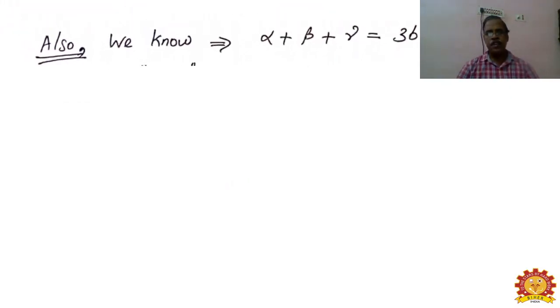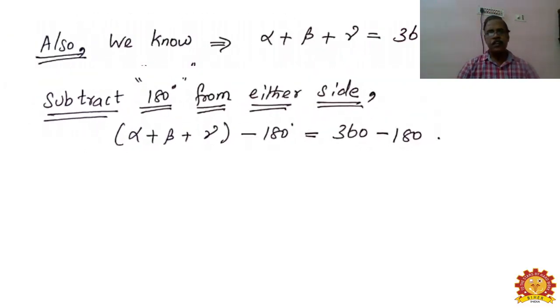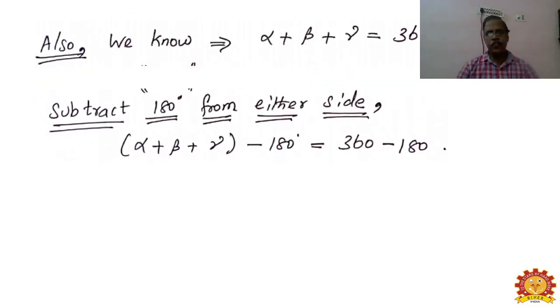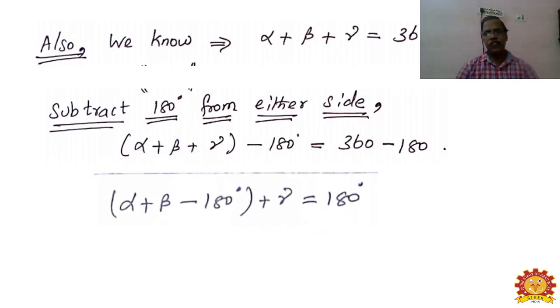Hope you understood. Similarly, we know that alpha plus beta plus gamma gives the total angle. It's a complete circle, so it gives us 360 degrees. From there, if you subtract 180 from either side, then alpha plus beta plus gamma minus 180 will become 360 minus 180. So by this you can take it as alpha plus beta minus 180 plus gamma is equal to 180. Let us see how it has come here.